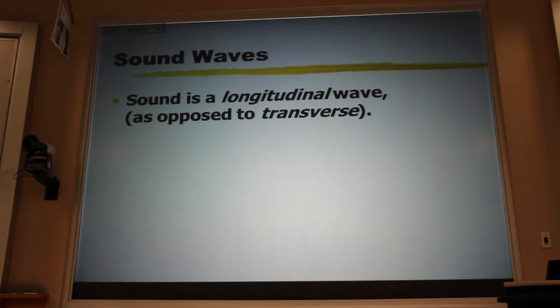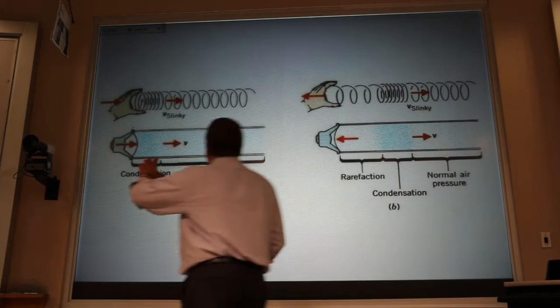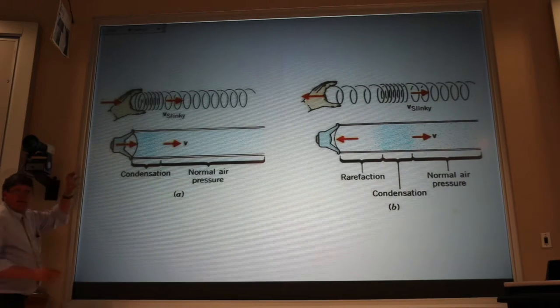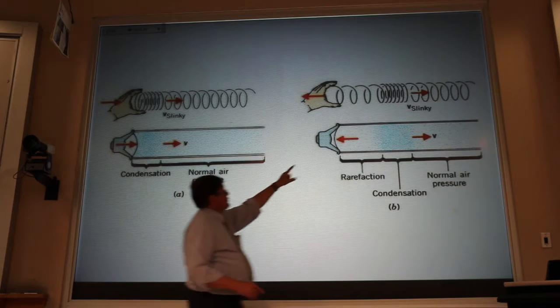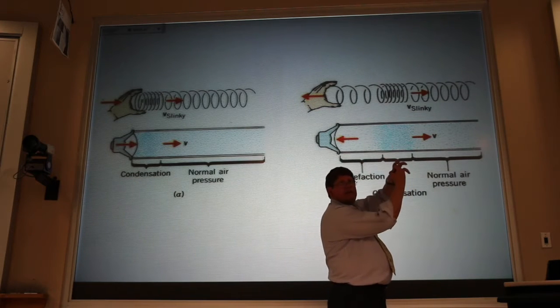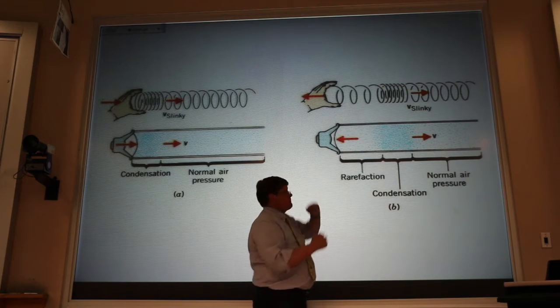We're running out of time, so let's quickly talk about sound waves. Sound is a longitudinal wave, and by that we mean that the motion can be represented with a slinky. If I take a slinky and make a bunch of disturbances, a bunch of pulses, what I end up with is some compressed regions where the slinky is bunched and some rarefied regions where it's spread out.